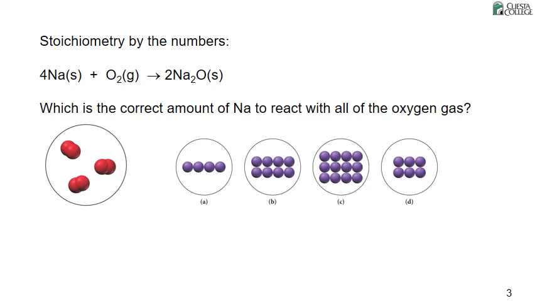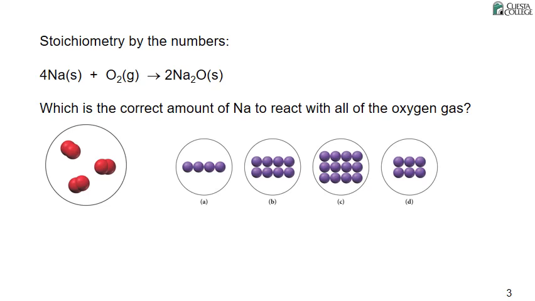Here's a concept question for stoichiometry, or relating chemical amounts of one substance to another. Here we have a chemical reaction with 4 moles of sodium combining with 1 mole of O2 to make 2 moles of sodium oxide. Take a moment, pause the video, and try to determine what the correct amount of sodium is needed to react with all of the oxygen gas.